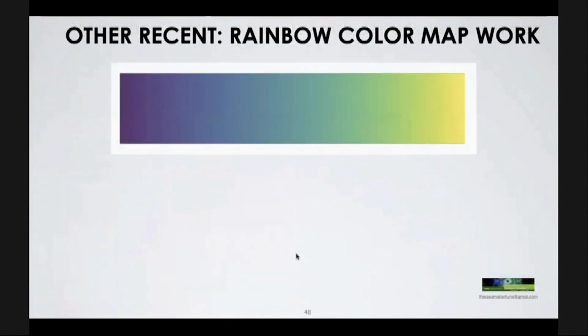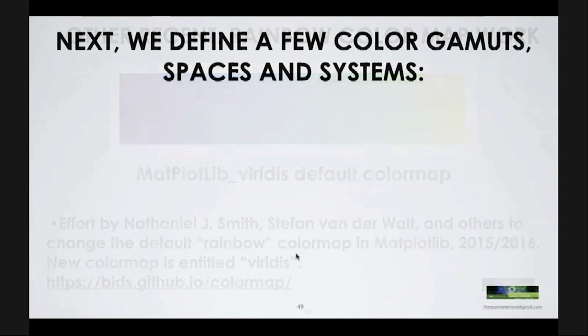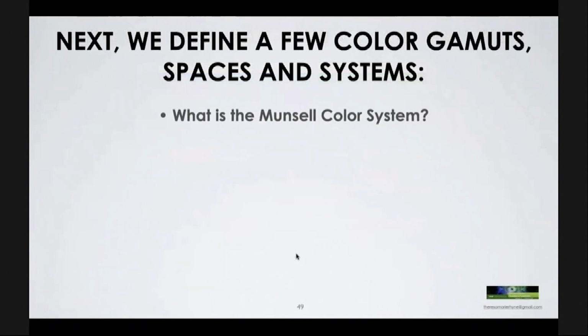Now, there's very recent work called Matplotlib. Smith and DeWalt came up with a color map called Viridis that was accepted by Matplotlib, as the standard default rather than the rainbow color map. It's turning out people don't like that as their standard color map. So people go ahead and use the rainbow color map anyway, but it gets to be interesting.